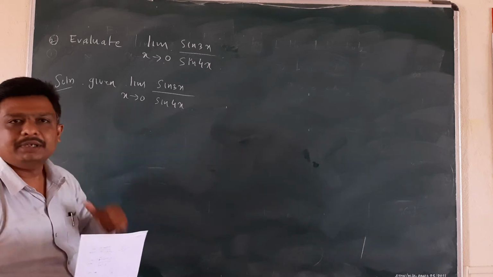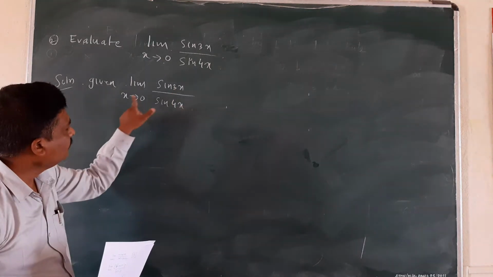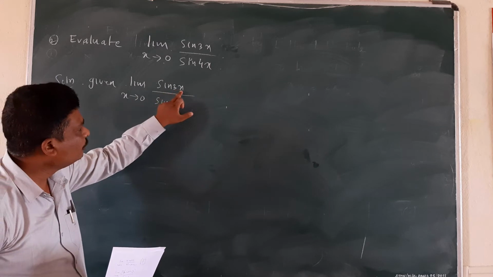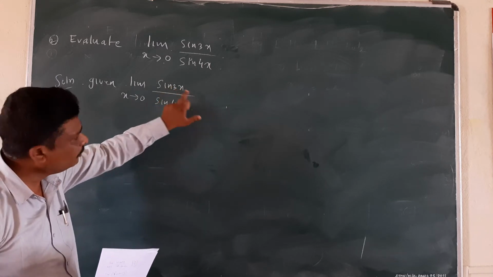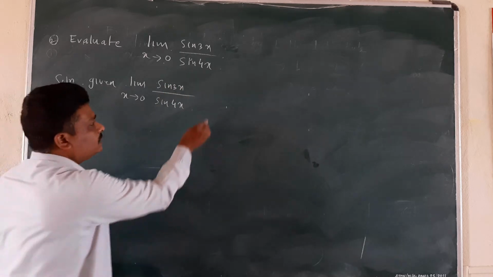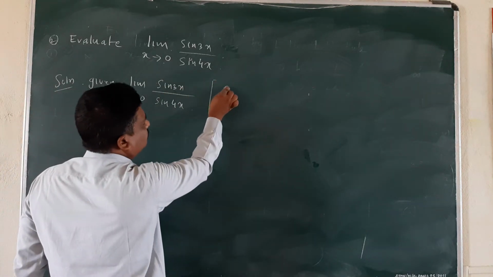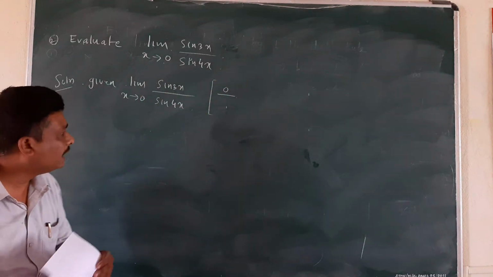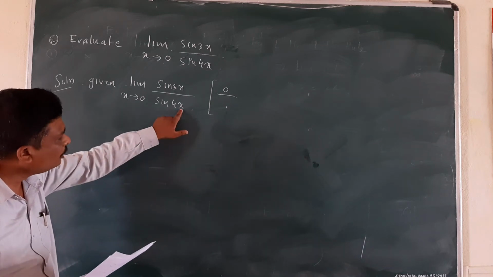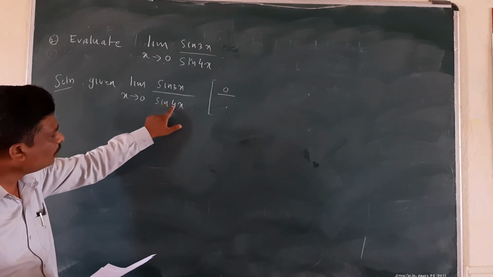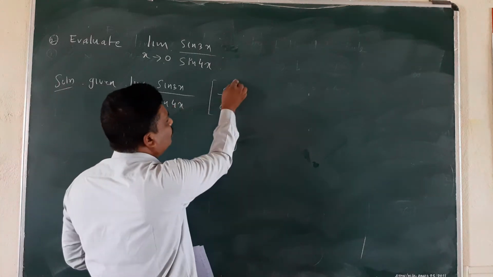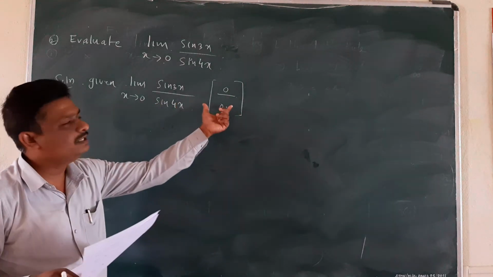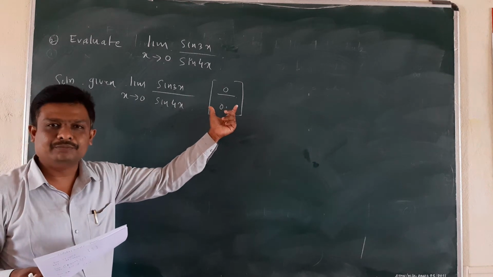So I will apply the limit. As x tends to 0, put x equal to 0 here. 3 into 0 is 0, and we know that the value of sin 0 is 0. Again the same in the denominator: put x equal to 0, 4 into 0 is 0, and sin 0 value is 0. So this is in the indeterminate form.